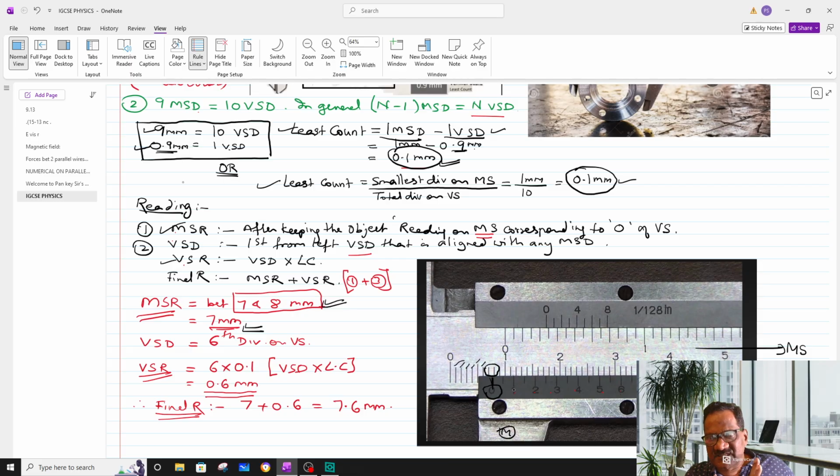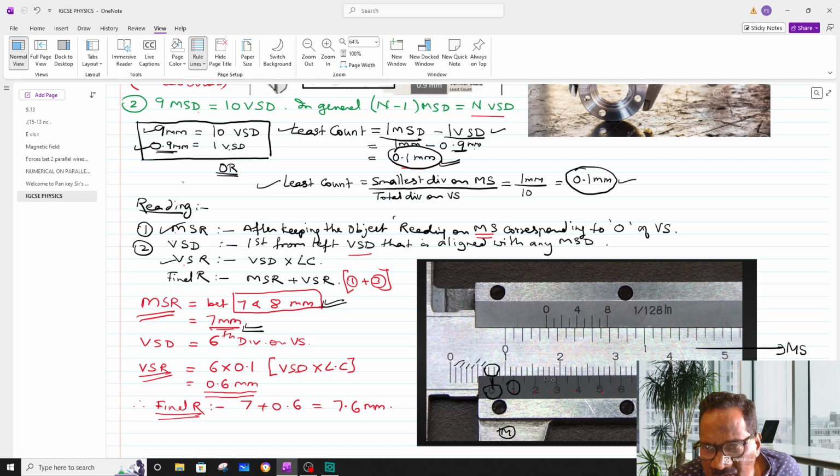Go to the next one, that is the first division of the vernier scale. Even that is not aligned. Can you see this one? This is the first division of the vernier scale. It is lying in between 1.1 and 1.2, so it is not along a straight line. So first is not aligned, second is not aligned. Check the third one. Third is also not aligned. Check the fourth one. Fourth is also not aligned.